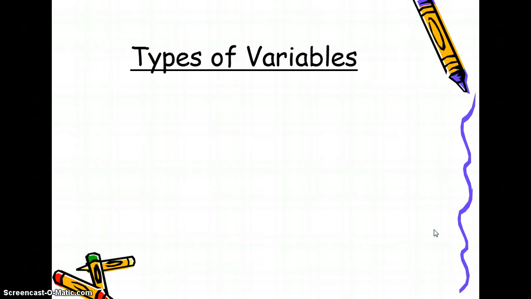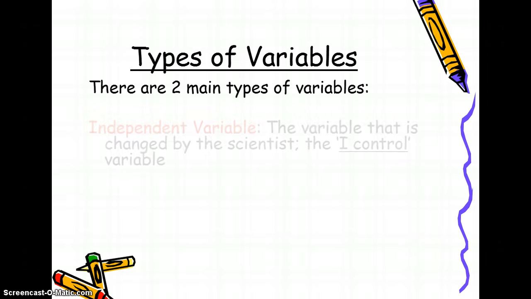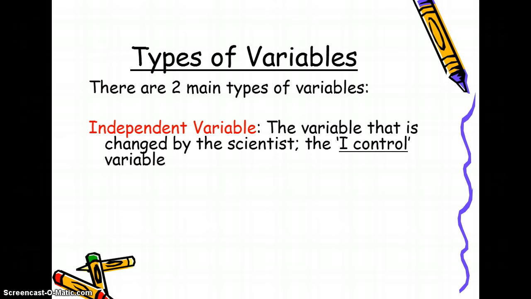Okay, now we're going to look more specifically at two of the types of variables that you need to know when creating a hypothesis and then performing an experiment. The first one being, again, the independent variable. That is the variable that is changed by the scientist. It's the I control variable. So if you want to think of the I in independent as I control this variable, okay? Every variable in your experiment needs to stay the same except for the independent variable. It's the one you can change.